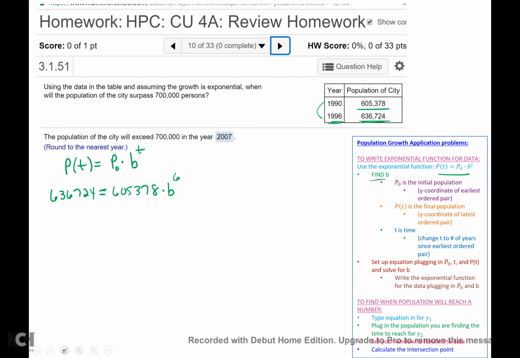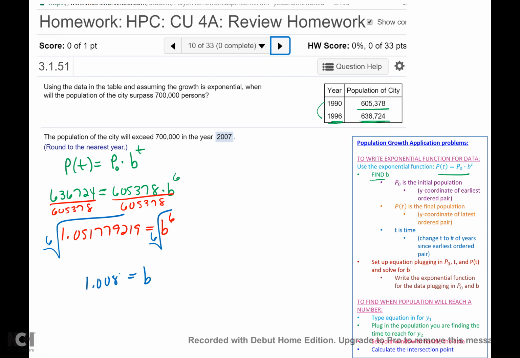So now to solve this, we can do the math because there's not an x in the air. I'm going to isolate it: 636724 divided by 605378, and I get 1.051779219 equals b to the sixth. Remember, I don't like to round too early. So now to get b alone, I'm going to take the sixth root of 1.051779219, which is 1.008449367.